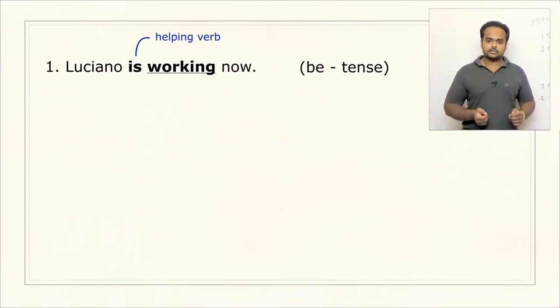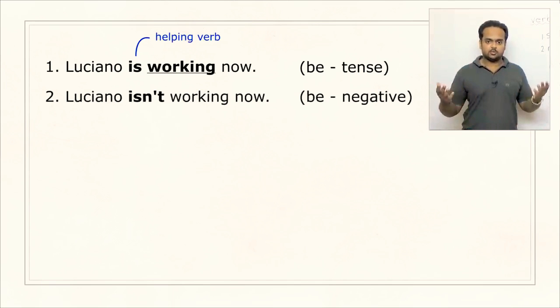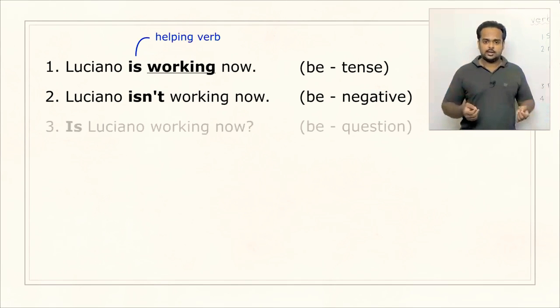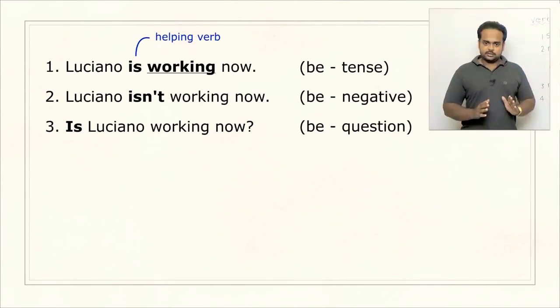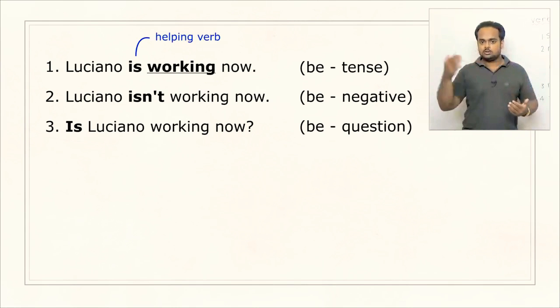They can also help us to form negative sentences. For example, Luciano isn't working now. Or questions, is Luciano working now? In all three of these sentences, the helping verb is be or to be. We're saying is, but that's just a form of the verb to be. We say I am, you are, he is, she is, etc.